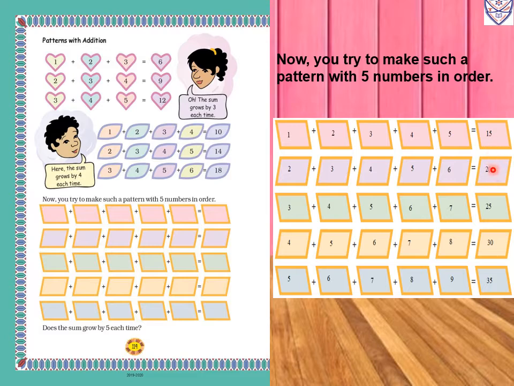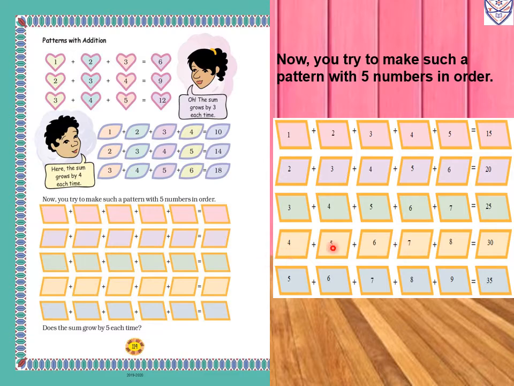So the sum grows by 5. Then we will start from 3. 3 plus 4 is 7, 7 plus 5 is 12, 12 plus 6 is 18, 18 plus 7 is 25. So here also the sum grows by 5. Now we will start from 4. 4 plus 5 is 9, 9 plus 6 is 14, 14 plus 7 is 21.